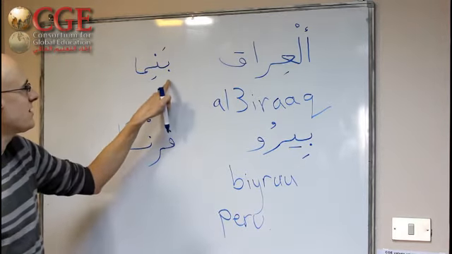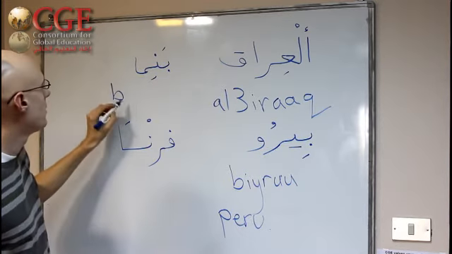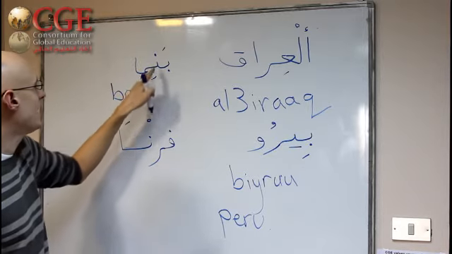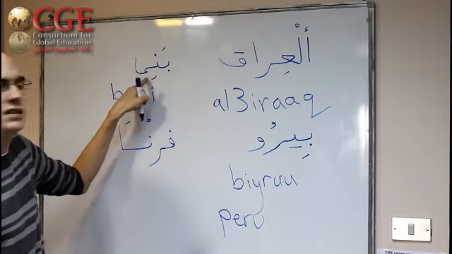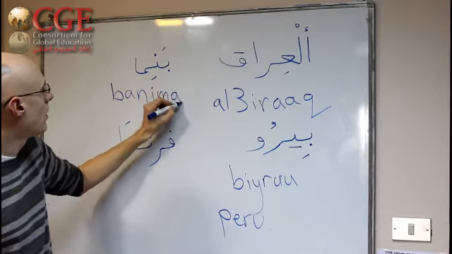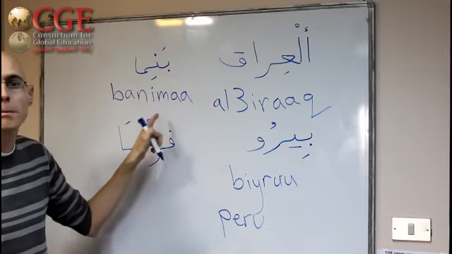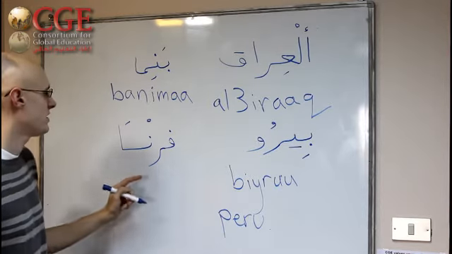Similar idea is this small country. We have a B again, followed by a short A, followed by an N on top, short I. This is an M, by the way. Long A. Banama. This is Panama, if you can tell.